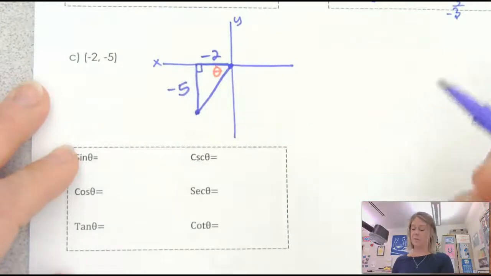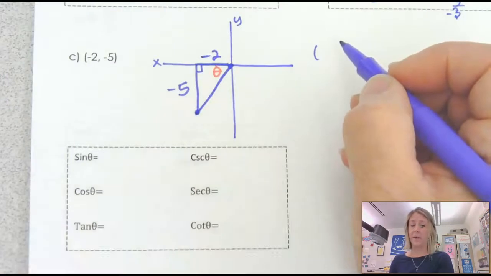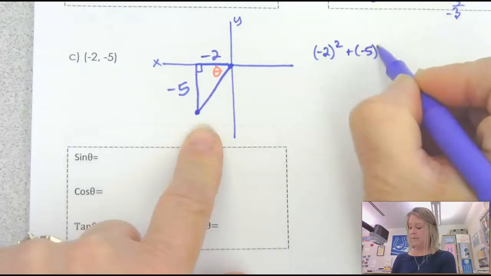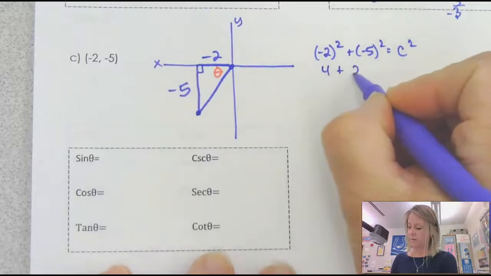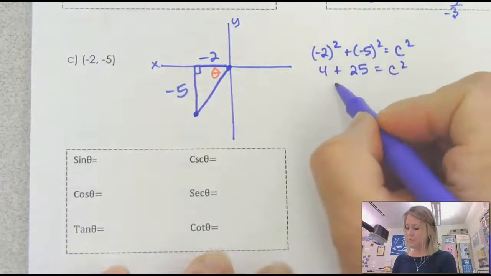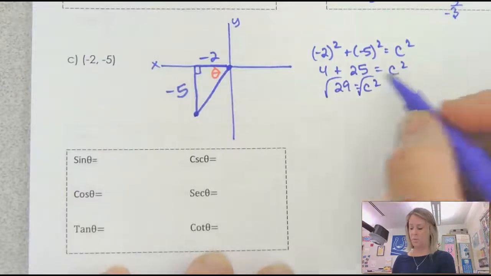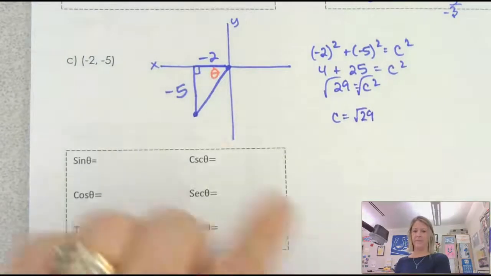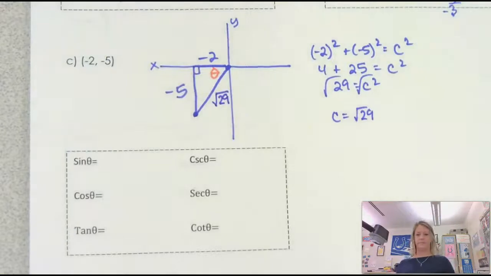We're going to do Pythagorean theorem to find c squared, to find our hypotenuse. Keep in mind it has to be positive when I do this. So I've got -2 squared plus -5 squared is equal to c squared. So I've got 4 plus 25 is c squared. I've got 29 is c squared. And then the square root of 29 does not simplify, so c is radical 29. So my hypotenuse is positive radical 29.